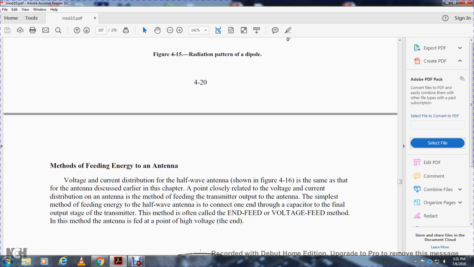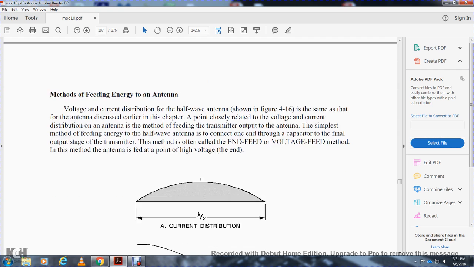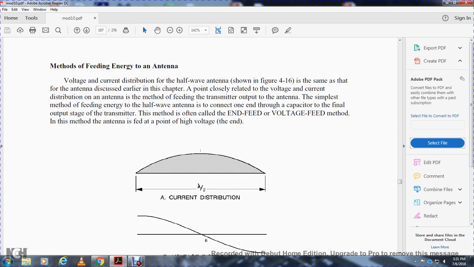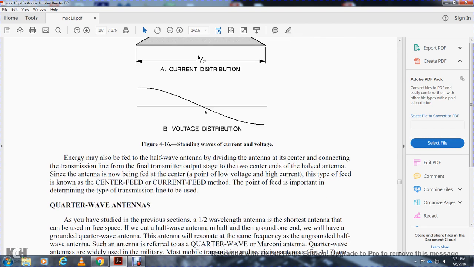The simplest method of feeding energy to the half-wave antenna is to connect one end of the antenna through a capacitor to the final output stage of the transmitter. This method is often known as end feeding or voltage feeding. In this method the antenna is fed at a point of high voltage. Voltage distribution, half wavelength, amperes, voltage, standing wave of current and voltage.